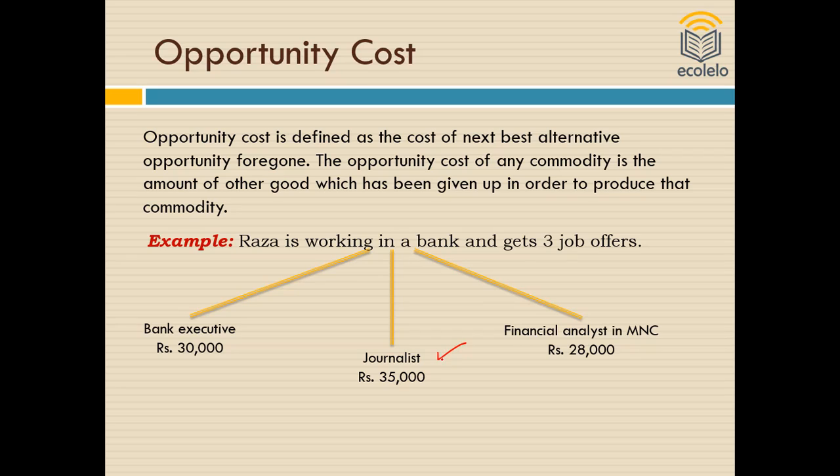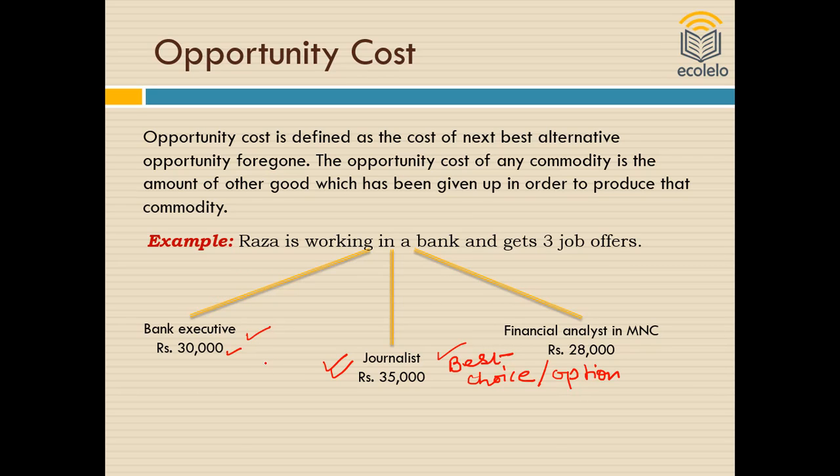Journalist, this is the best choice for him or the best option. Now, in order to choose this, he needs to give up the job as a bank executive. In order to join as a journalist, he will have to sacrifice the next best alternative. Now, out of the bank executive and financial analyst, which one is the best? Bank executive. So, in order to choose 35,000, he has to sacrifice the next best, that is 30,000. And that is what opportunity cost is.